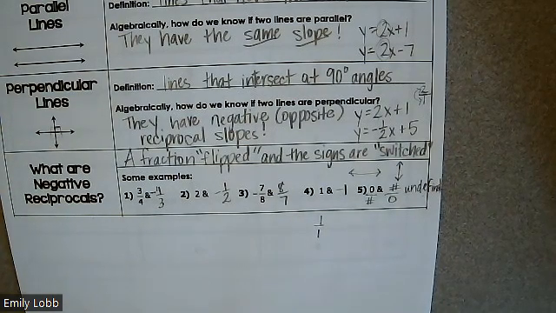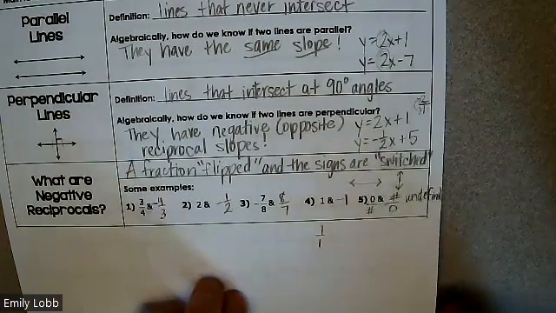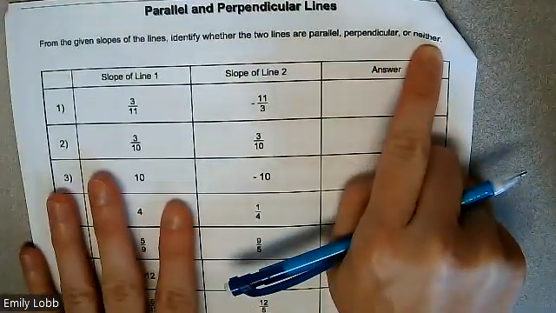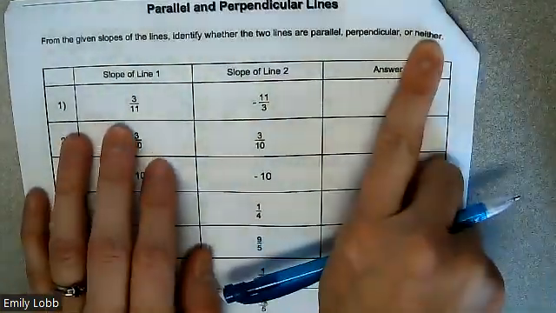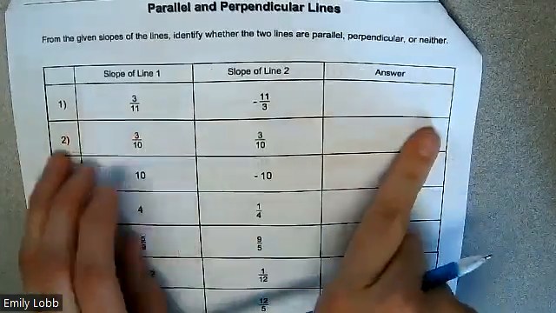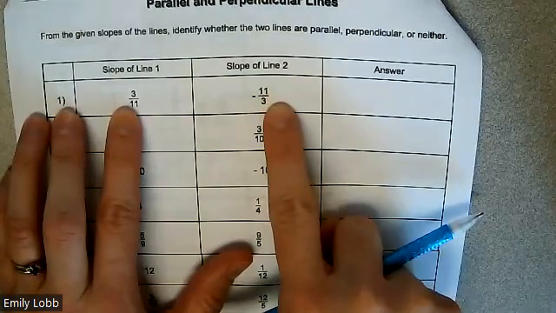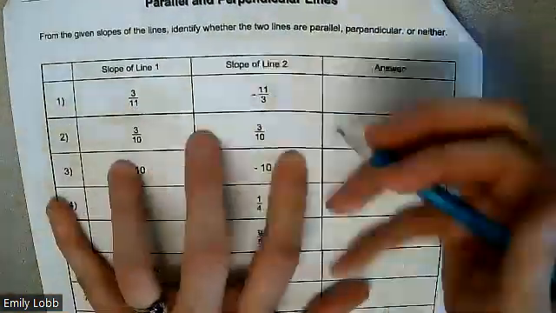Questions on page 1? Does that make sense? We've got parallel and perpendicular, so nothing too tricky yet, hopefully. So on page 2, we're just determining whether they're parallel, perpendicular, or neither. Some might say they just intersect, but not perpendicular. All right, so how about 3 over 11? Is this the same? Nope. Is it the opposite reciprocal? Yes, so this is perpendicular.